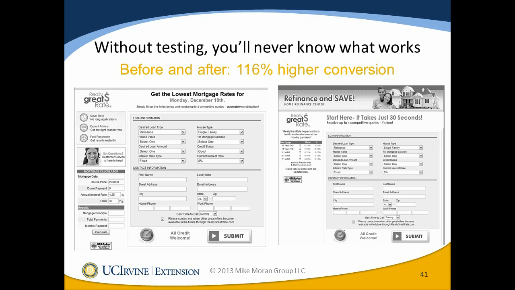So here's an example where the page on the right actually has 116% higher conversion than the page on the left. And honestly, from looking at that, would you know that? Probably wouldn't. I mean, the pages look pretty similar, but there are apparently some major differences that causes over twice as many people to submit this form on the right than to submit the one on the left.